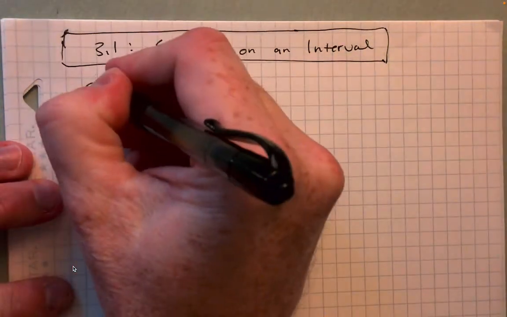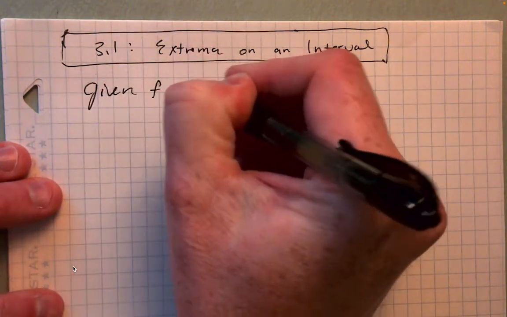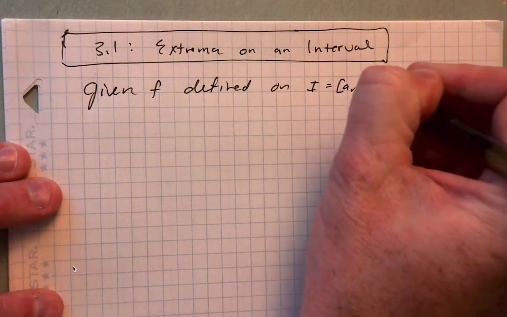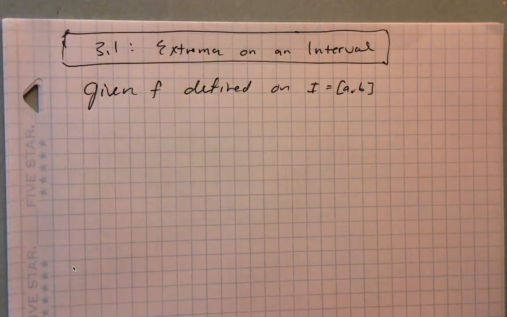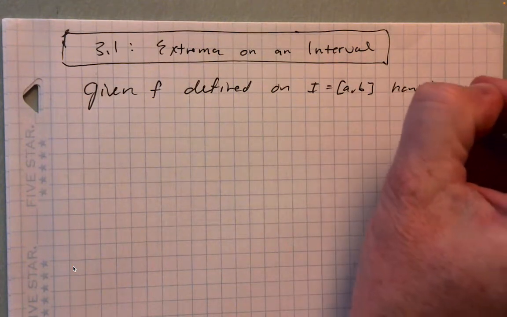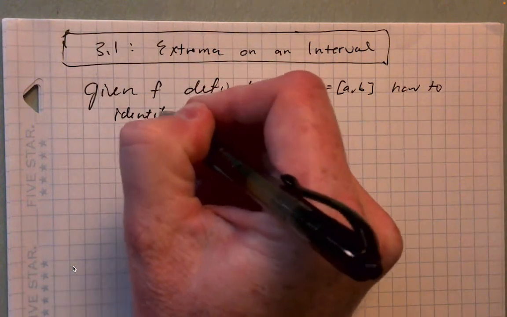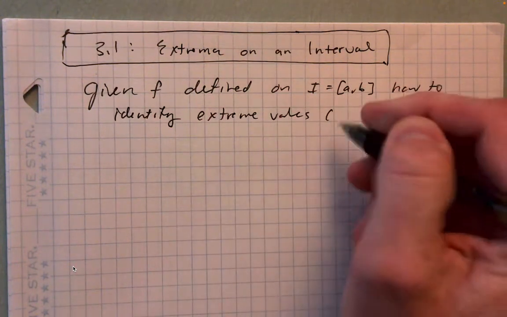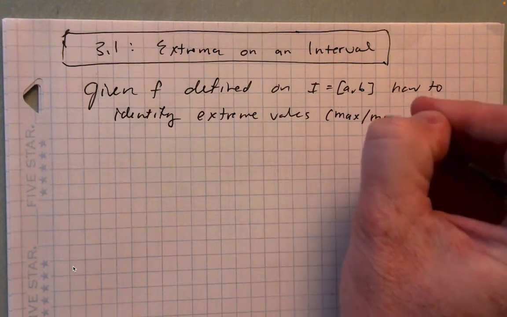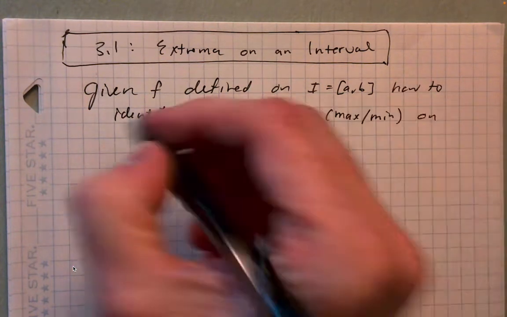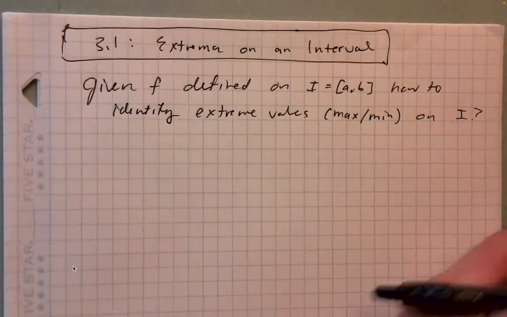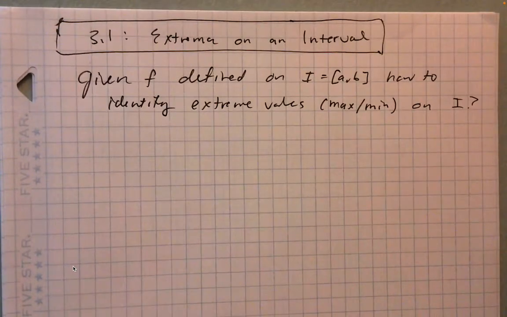So given f defined on I, and we'll see that this is usually thought to be a closed interval, how to identify extreme values. And by extreme, we just mean max or min values on I. All right, so given f defined on an interval, how can we identify extreme values?